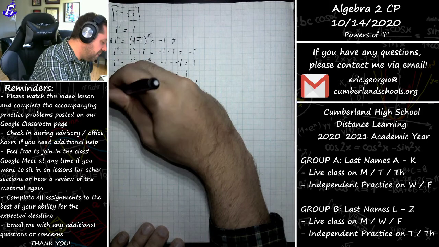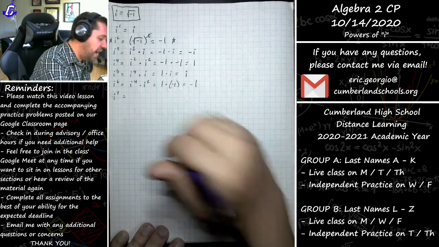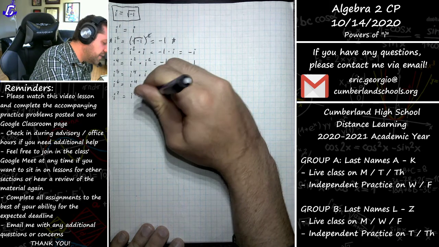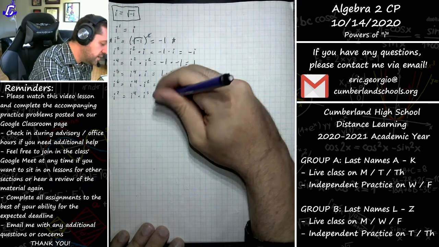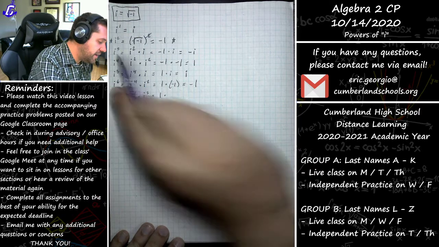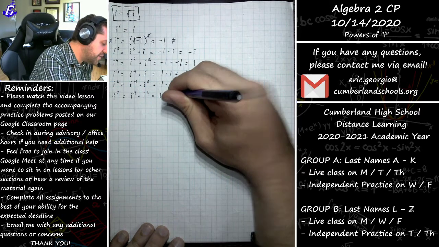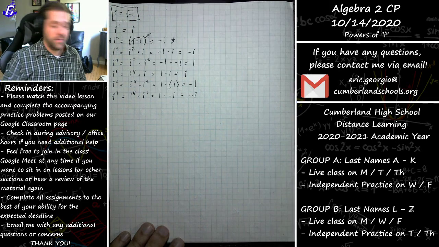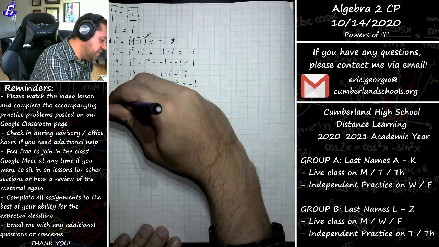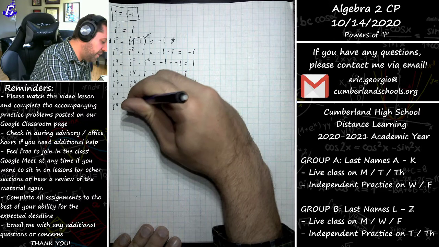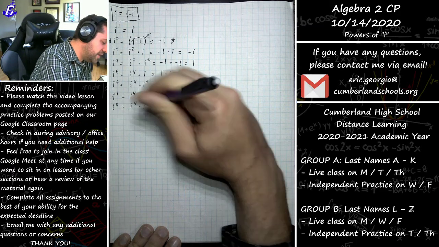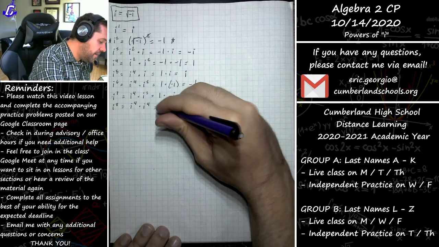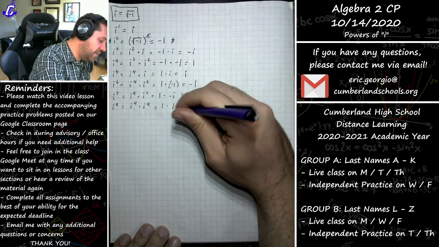I'll do a couple more. i to the 7th, well, i to the 7th we could rewrite as i to the 4th times i to the 3rd. And i to the 4th we know is 1. So we established i to the 3rd is negative i. So i to the 7th we could say is also negative i. Really cool. i to the 8th, maybe coolest of all, we could say is i to the 4th times another i to the 4th, because 4 and 4 would make 8. i to the 4th is 1. i to the 4th again is 1, and 1 times 1 is 1.